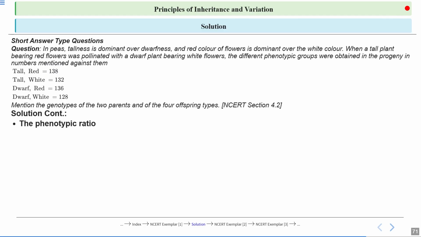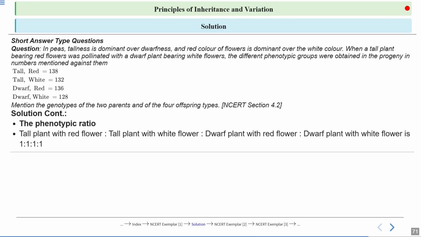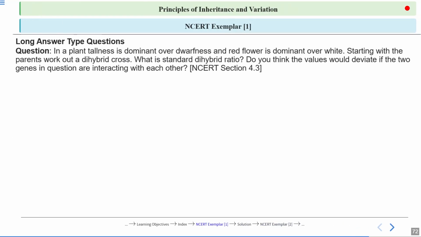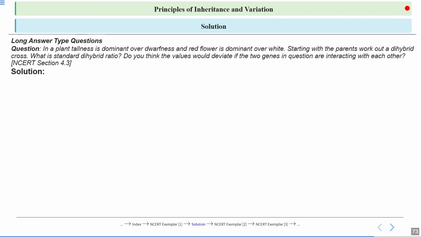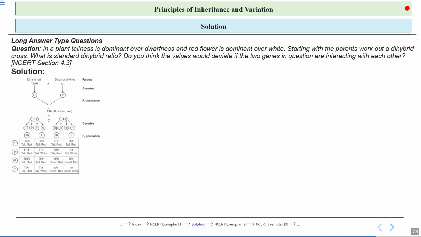Okay, so here the phenotypic ratio is what? 1:1:1:1. Now next question. Okay, so here you can see. Clear? So this is the next question.